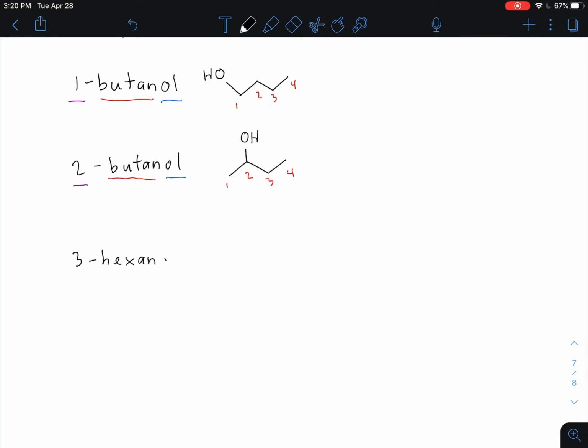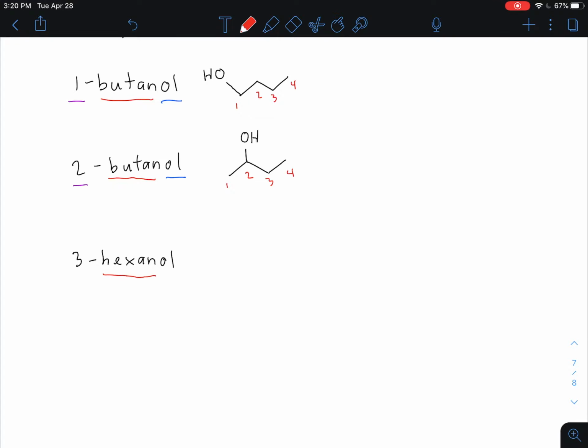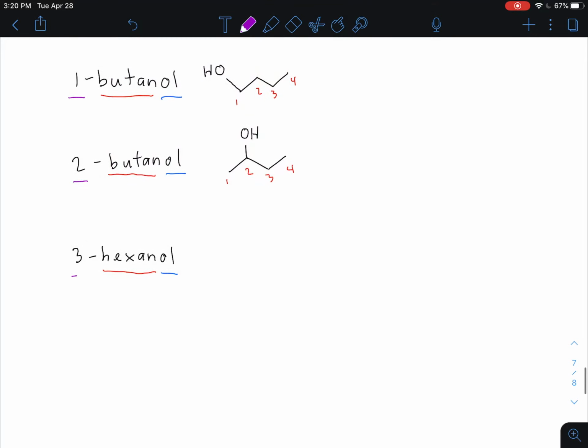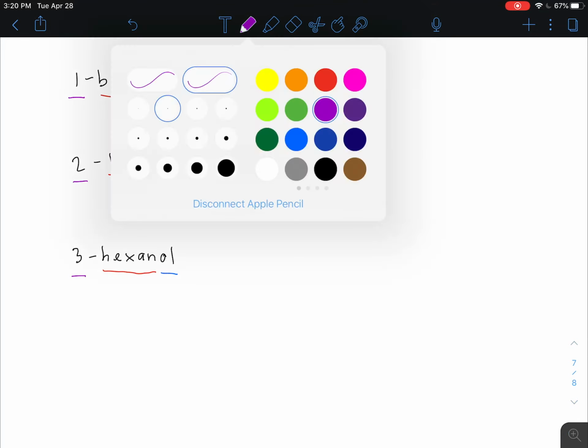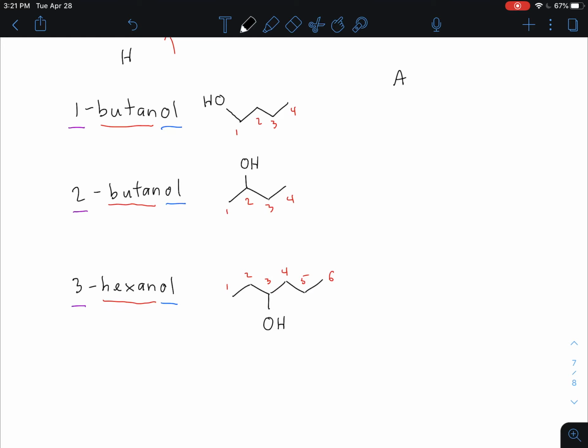What else could we draw? I'll do one more, I guess. What if we had, let's say, 3-hexanol? So now there's hexan to tell me it's a 6-carbon chain, ol to tell me it's an alcohol, and then 3 to tell me the location. And now I can draw 6 carbons in a row, 2, 3, 4, 5, 6. And then if I number 1, 2, 3, 4, 5, 6, then it's telling me to put an OH group coming off of carbon 3.